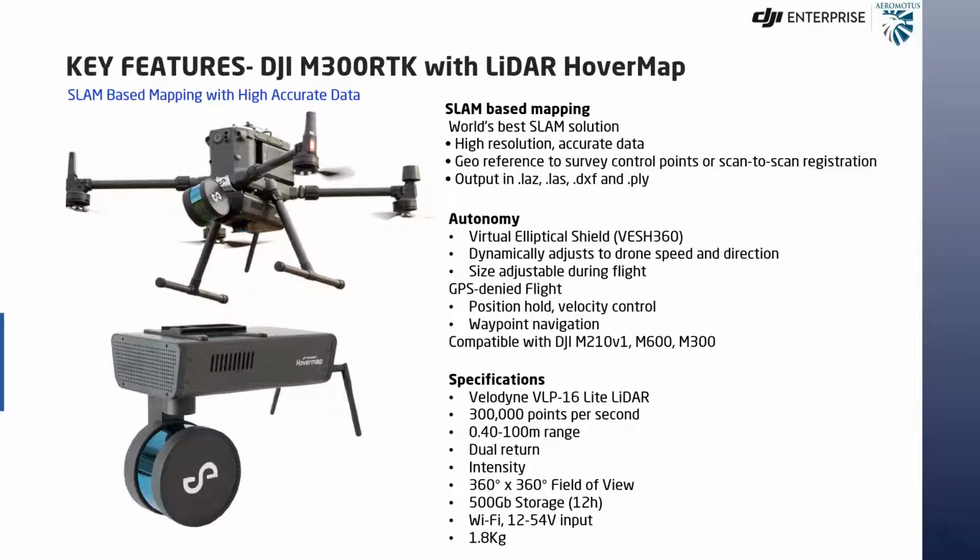It adjusts itself to the drone speed and direction. It has position hold, velocity control, and waypoint navigation. It is compatible with multiple models, including M300, M600, and M210. The core specifications: it's a Velodyne VLP16 LiDAR with a capture density of 300,000 points per second. The range of the capture is 0.4 to 100 meters, dual return.